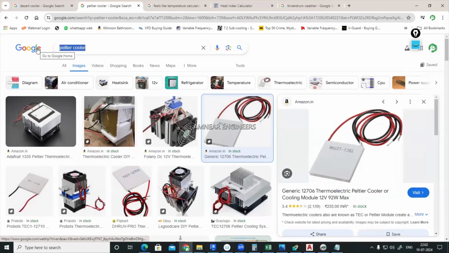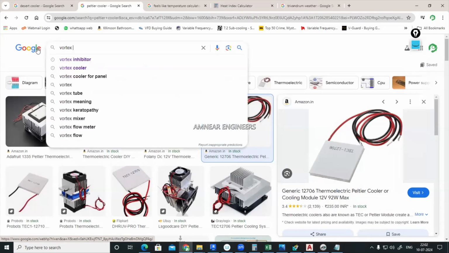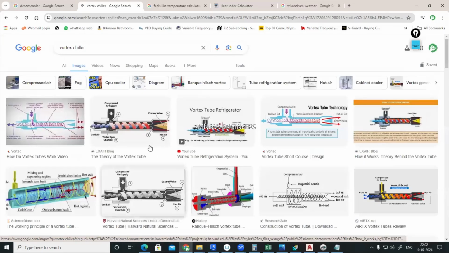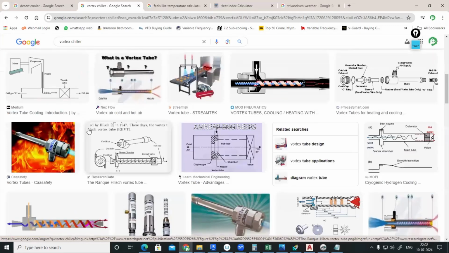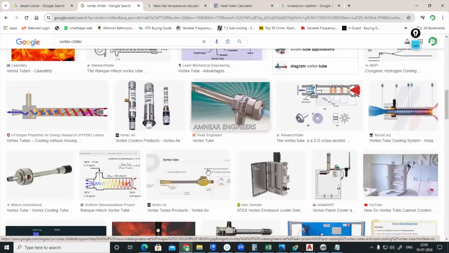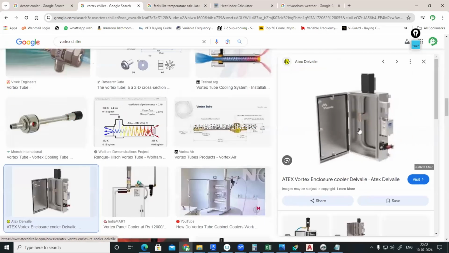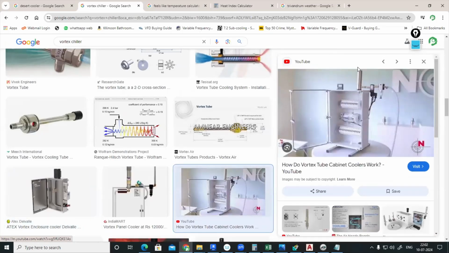Any other thing? The vortex chiller is there. A vortex chiller is a compression or air expansion technology. Normally we use it for distribution board (DB) cooling, mini electronic components, and server rooms. Computer server rooms have small distribution boards, and the temperature within the distribution board has to be maintained perfectly. This is a DB board, here you can see this one.